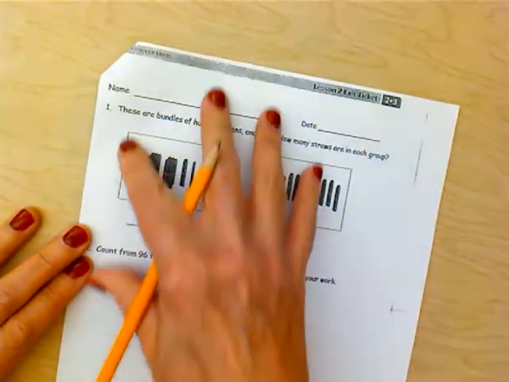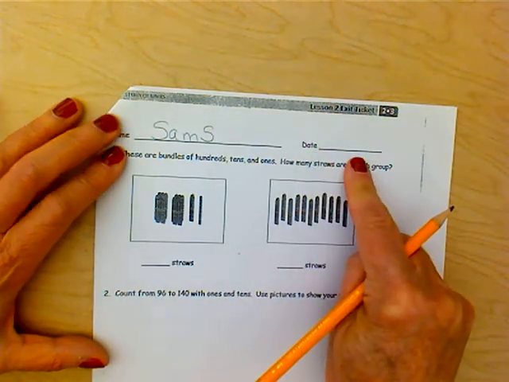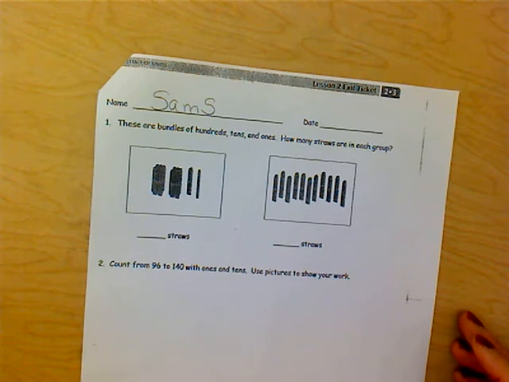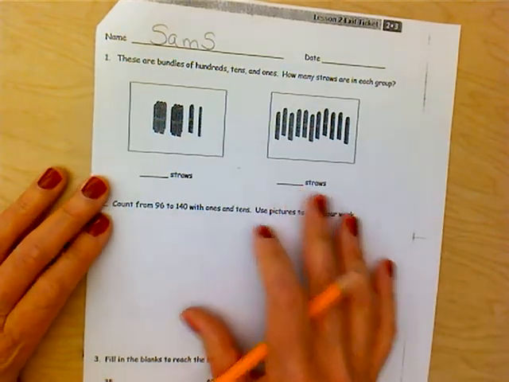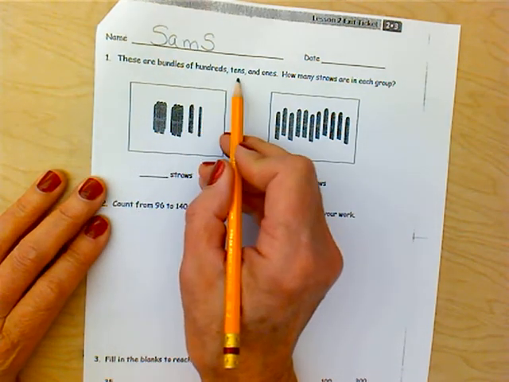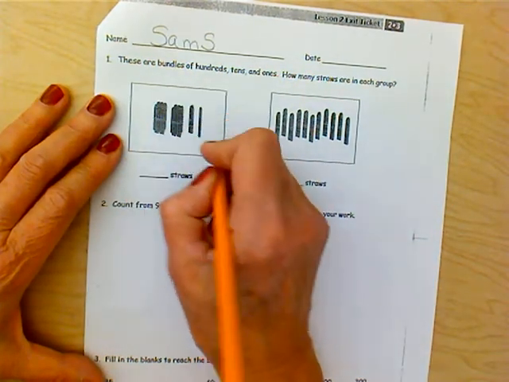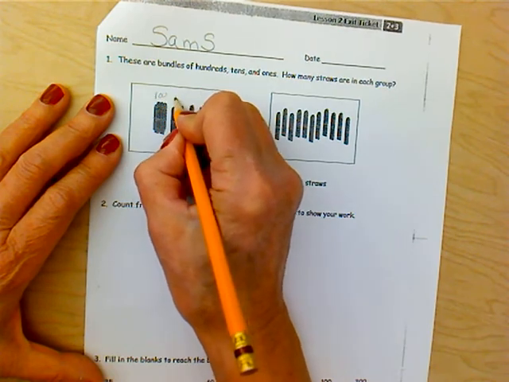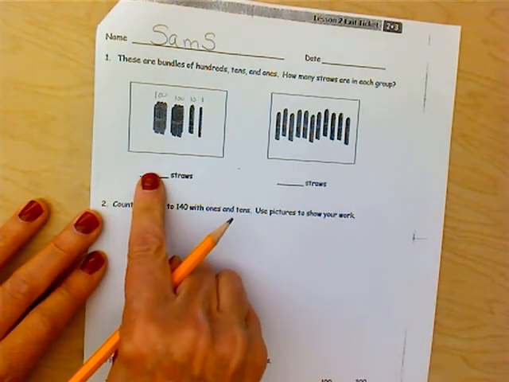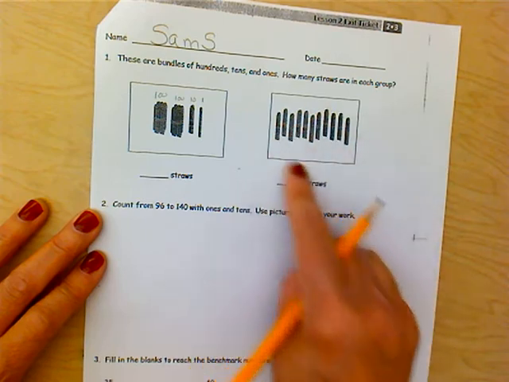We've got our exit ticket. I'm going to remind you to put your first name, your last initial, and today's date, and then you are going to finish the exit ticket and send it to your teacher. I am going to go over it with you really quickly, not going to tell you how to do it, but rather just read it. These are bundles of hundreds, tens, and ones. How many straws are in each group? So it looks like you've got hundreds, tens, and ones. That's all I'm going to do for you. So you're going to need to do this one and this one. Tell me how many straws are in this picture and how many straws are in this picture.